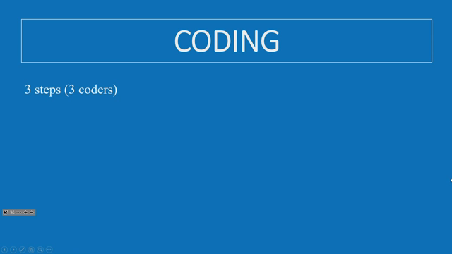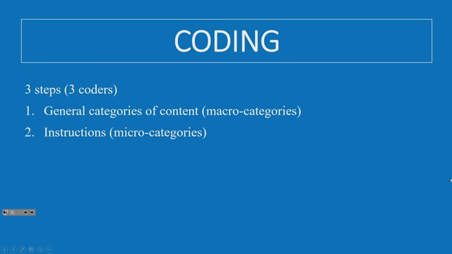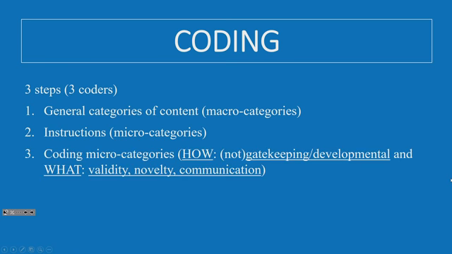We coded the text of the reviewer guidelines in 3 steps, and we were 3 coders. First, we identified general categories of content, then instructions, microcategories, and finally we coded microcategories in terms of whether they pertain to the how of reviewing, so in a gatekeeping or developmental way, and what, in terms of validity, novelty, or communication. More detail on the methodology and the data are available in the article.